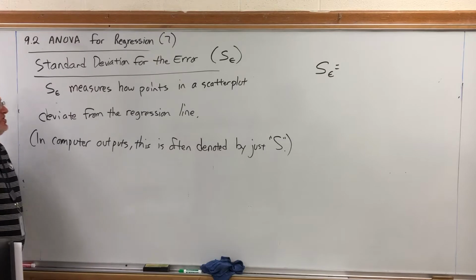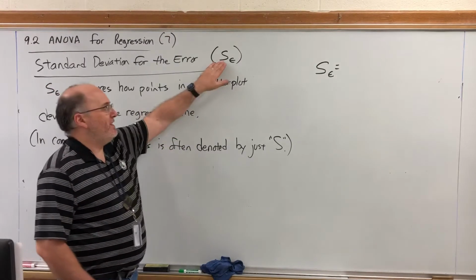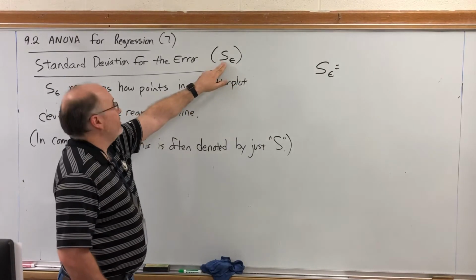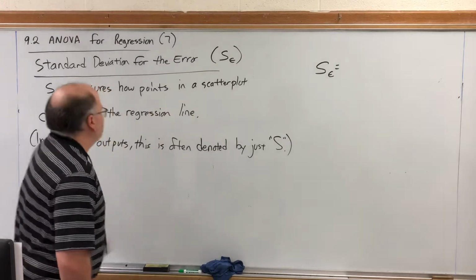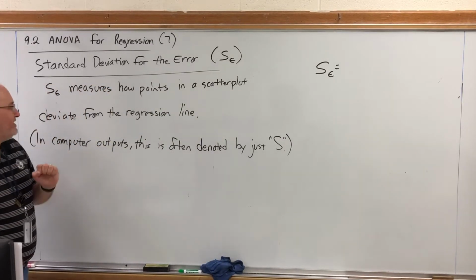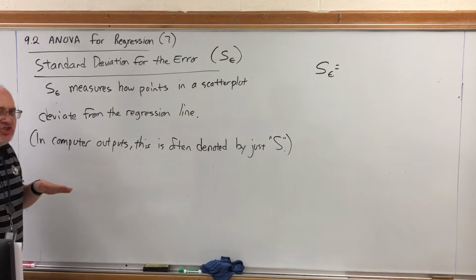One of them is called the standard deviation for the error. And the symbol for that is a lowercase s subscripted with a lowercase epsilon. Standard deviation for error. Makes perfect sense. What the standard deviation for error measures is how points in a scatter plot deviate from the regression line.